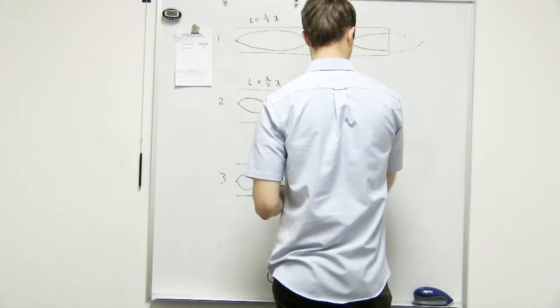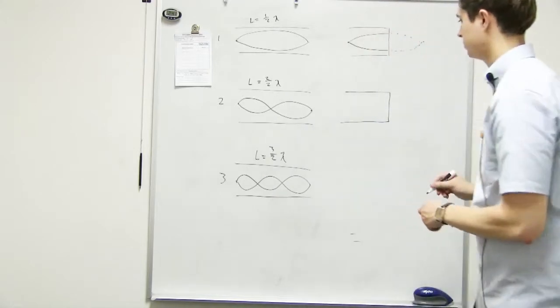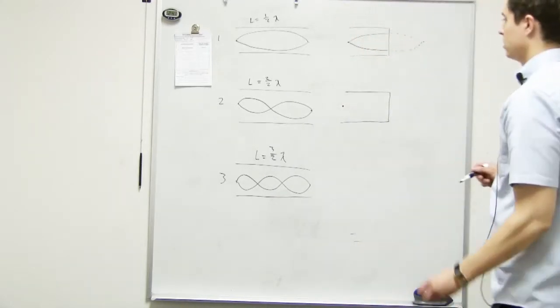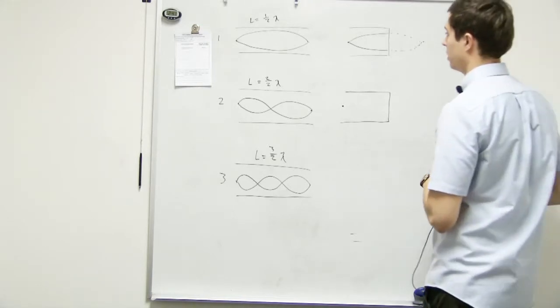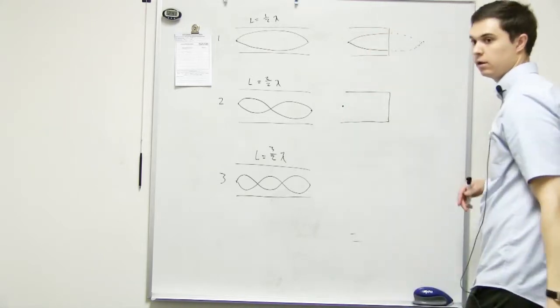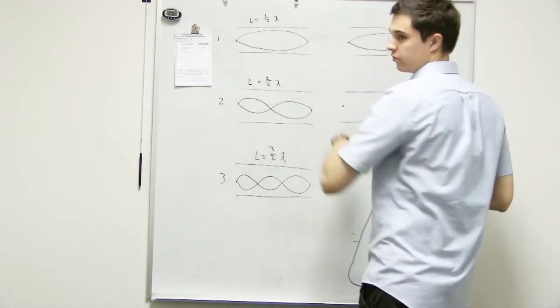So I guess the key thing to keep in mind is that when you close it, you only need half the length. Is that pretty much it? So when you close it, you need to understand that it's going to be a node on one side and an antinode on the other side. When it's open, it's a node on both sides. Okay.